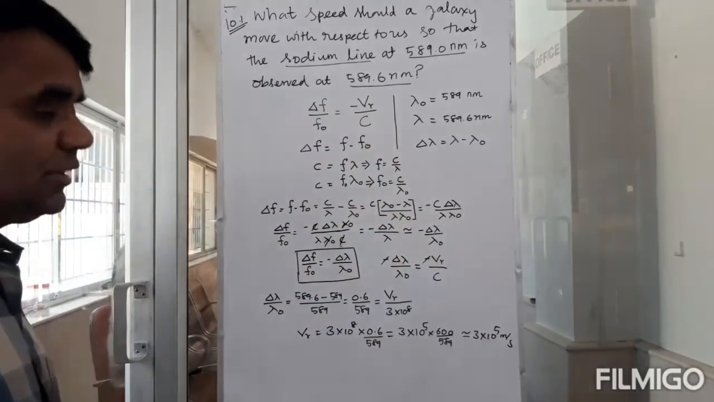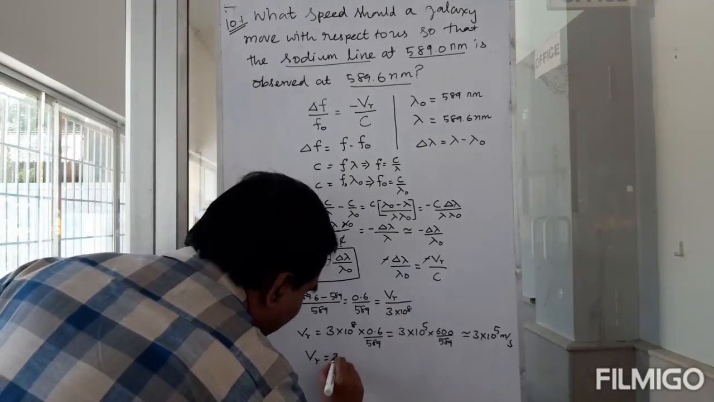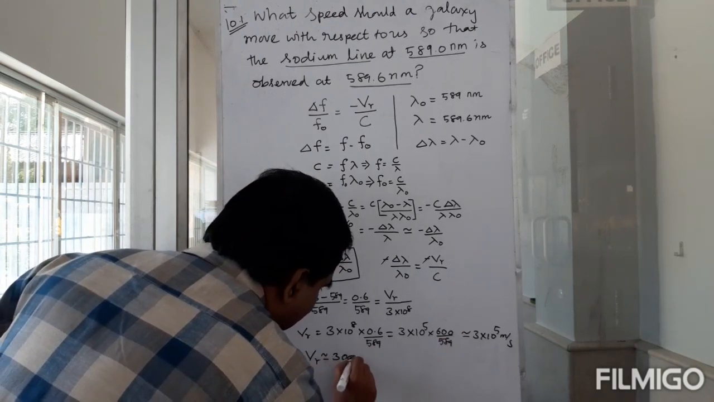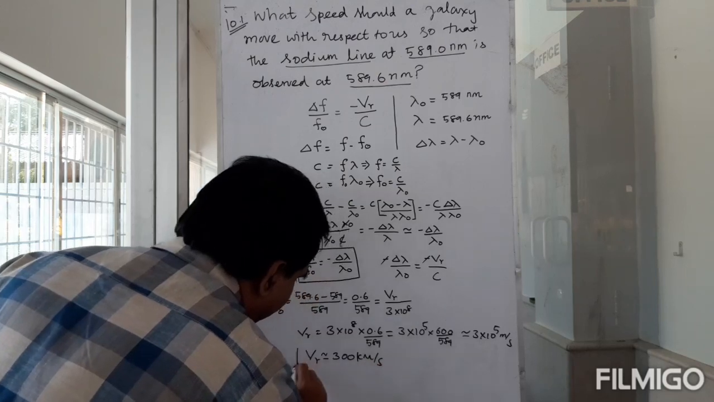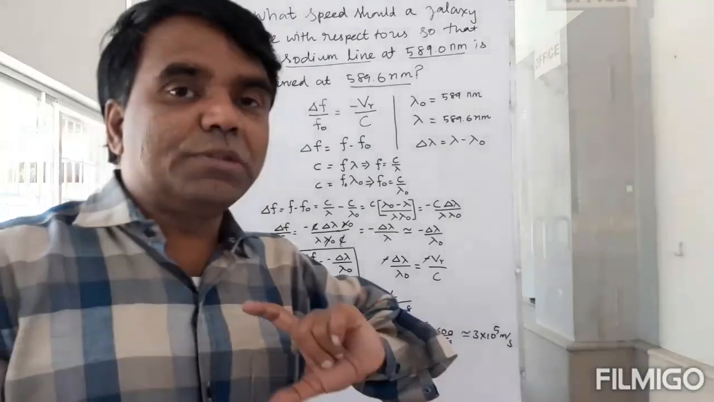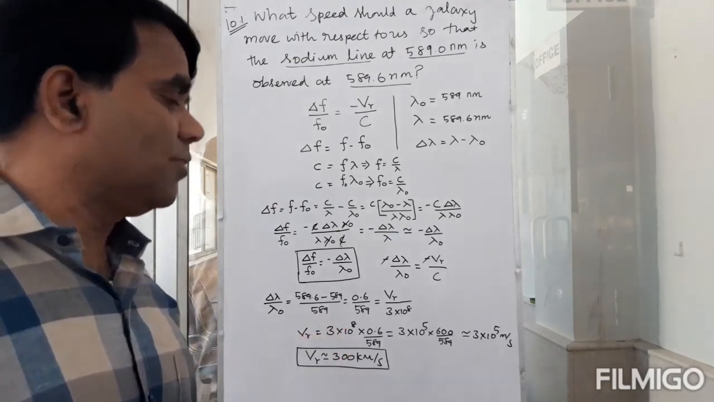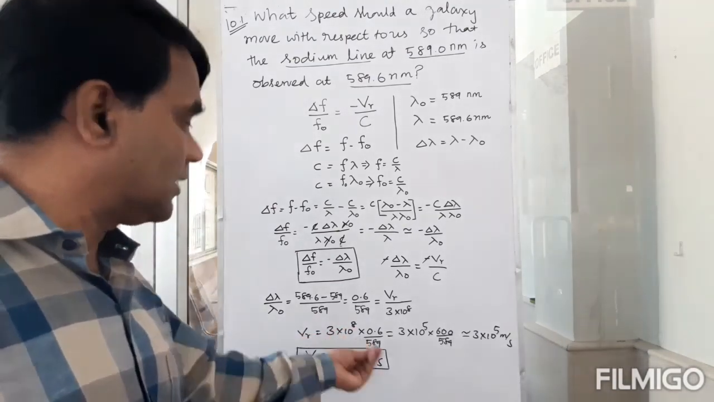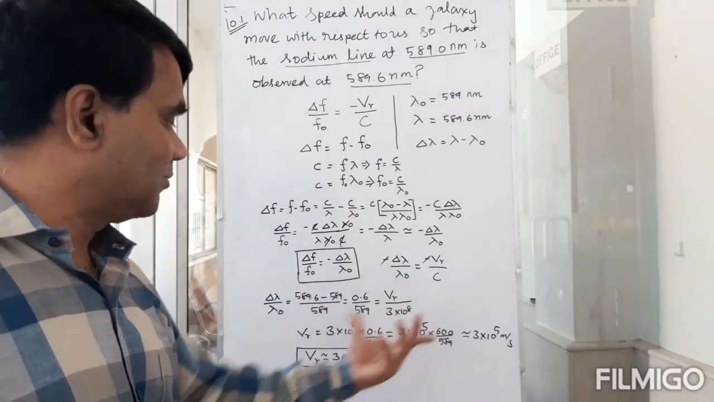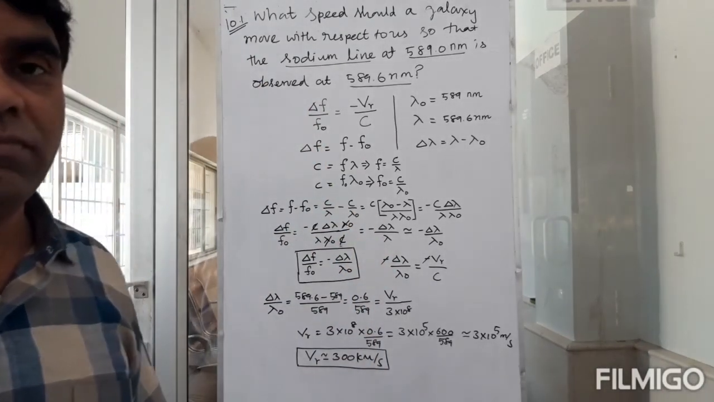If I convert that into kilometers, my radial velocity is going to be roughly 300 kilometer per second. So the galaxy is moving away from you at this speed, roughly 300 km per second. I think your textbook says it's 306 km per second, and that is because you do the division properly and multiply, when you get 306 km per second. This is how we do it. Hope this is clear to you.